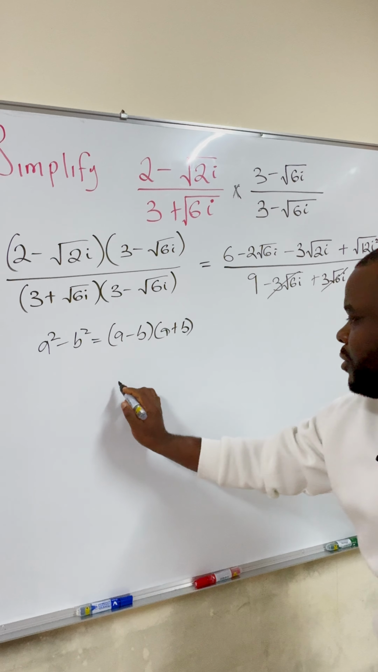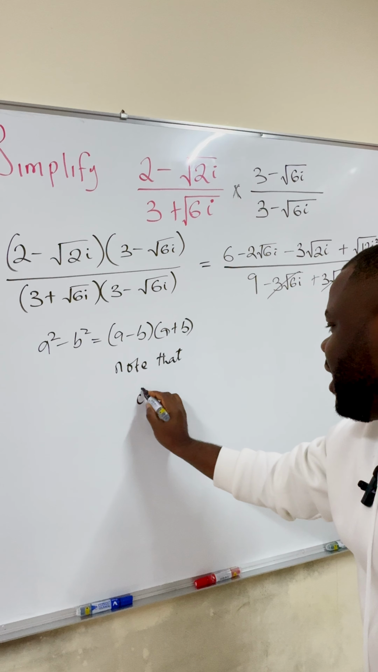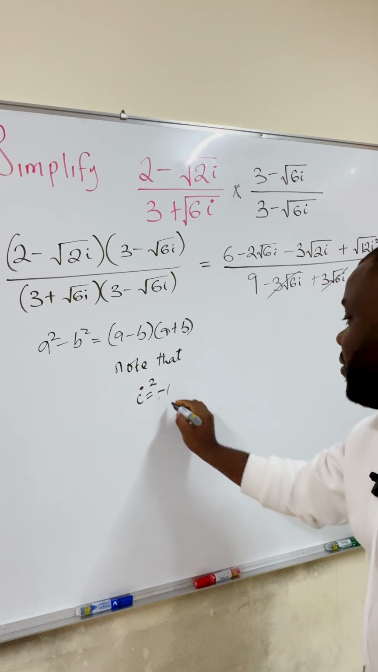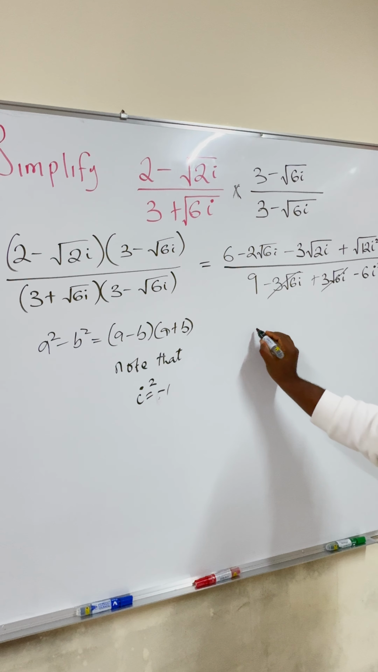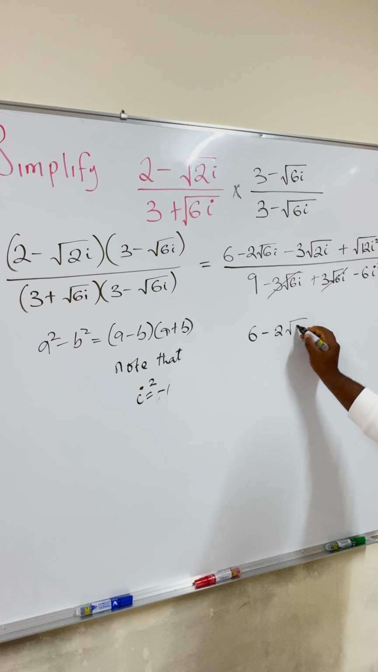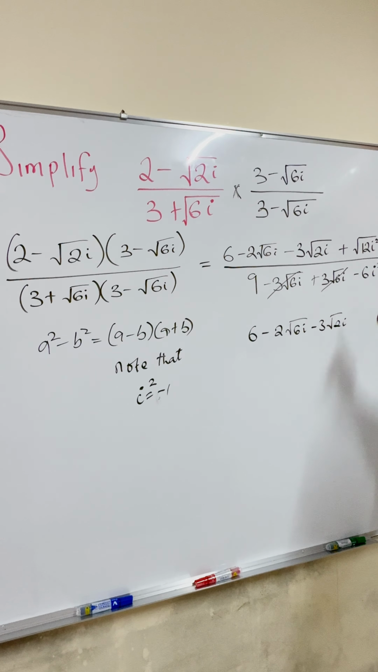Let me also write it here. Note that i squared equals negative 1. So let's simplify this. We now have 6 minus 2 square root of 6i minus 3 square root of 2i. So we can simplify square root of 12i squared. 12 is 4 multiplied by 3. Then i squared is what? Minus 1. Right? So that's minus 1.